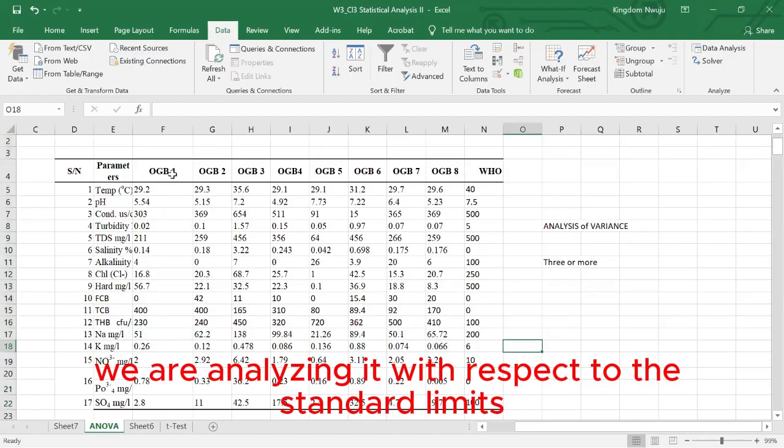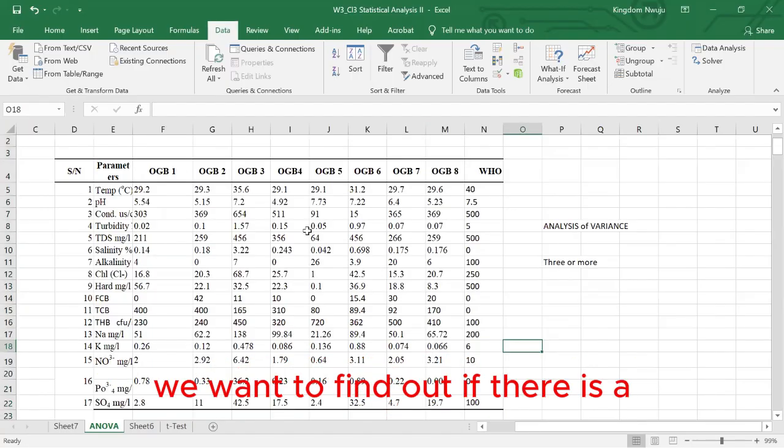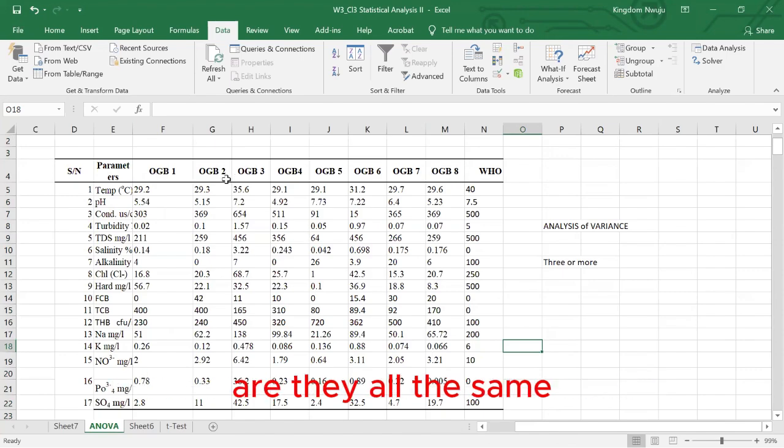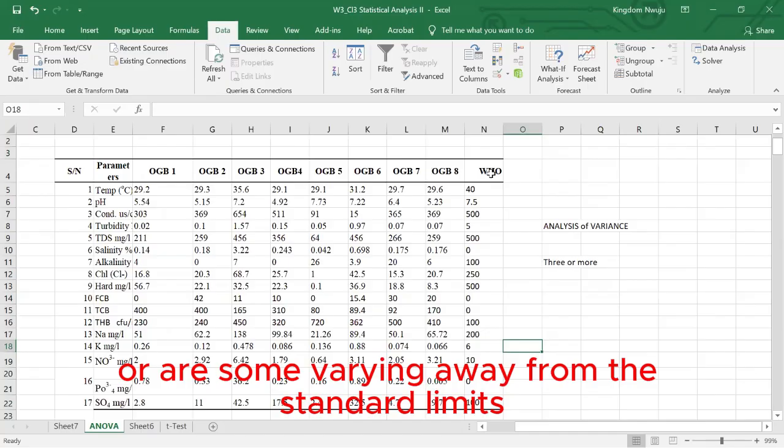And remember, we are analyzing it with respect to the standard limits, okay? So we want to find out if there's a relationship between these variables. Are they all the same or are some varying away from the standard limits?